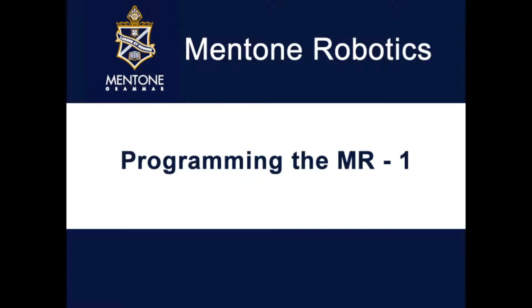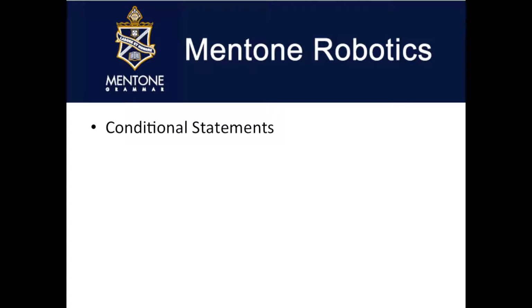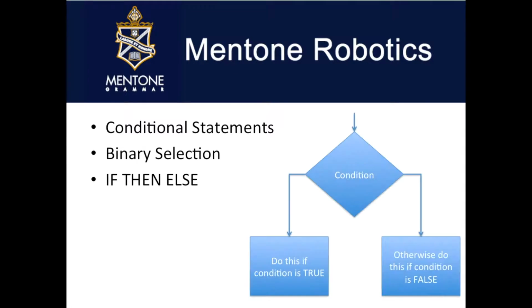In this section of programming the MR1, we're going to look at the idea of conditional statements. A conditional statement, otherwise known as a binary selection, or an if then else statement, or more commonly these days an if this then that statement, basically works on the premise that you start with a decision. The decision is a binary decision or a true-false question that must be answered, and you do something depending on the outcome, and it's represented in a flowchart like this.